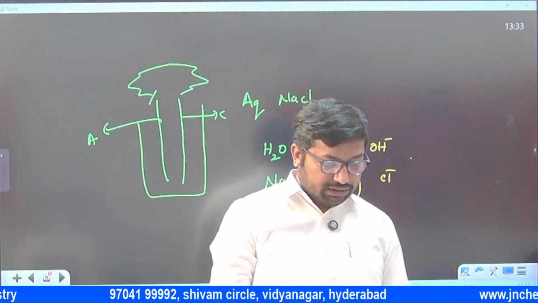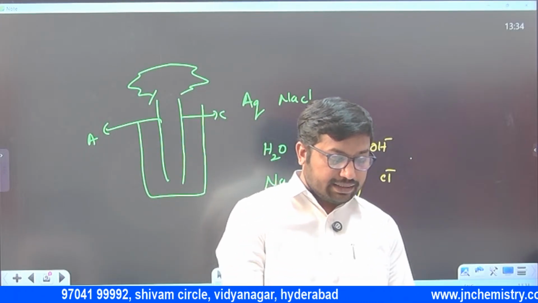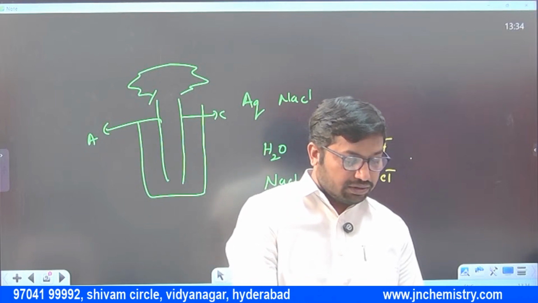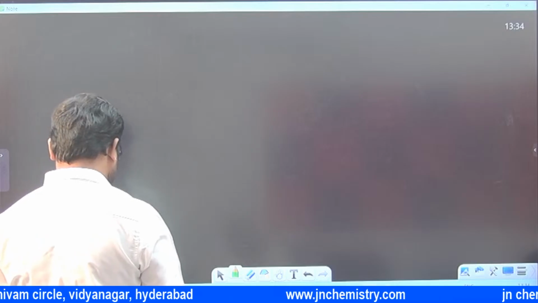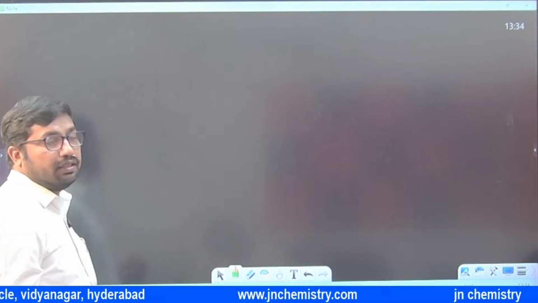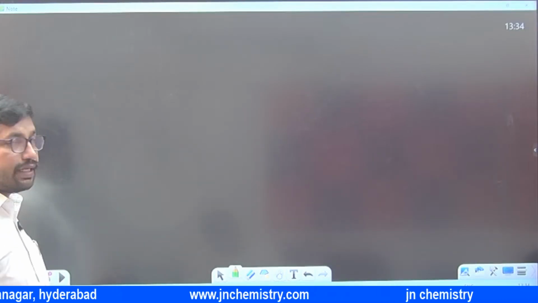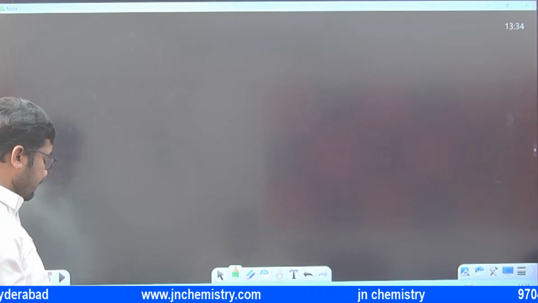So we need to know this order for anions and cations, both. This is one of the important ones. Write it down: decreasing order of discharge potential for cations.